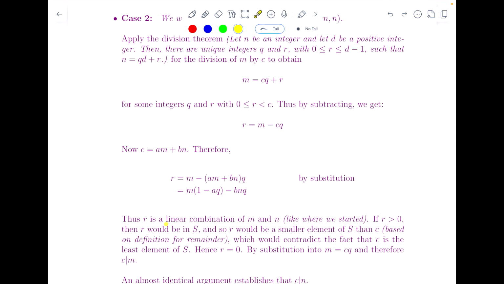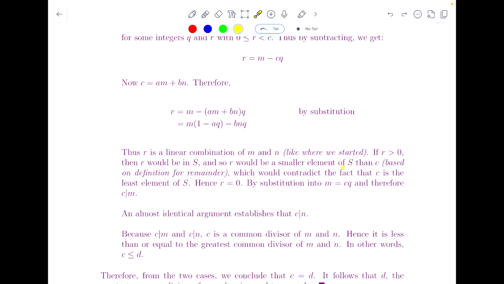Now c is equal to am plus bn, and so I'm going to just do some substitution. m minus, where I had c, I'm going to write am plus bn, and then I'm going to rewrite that equation. Now r is a linear combination of m and n, and if r is greater than 0, r is in S, so r would be smaller than c in S, but that's not allowed because c is supposed to be the least element of S. That means r must be 0.